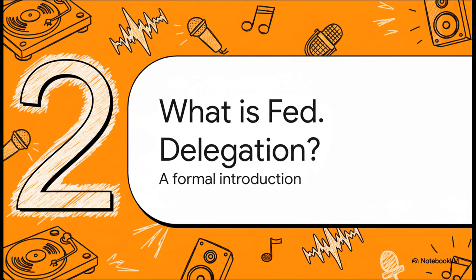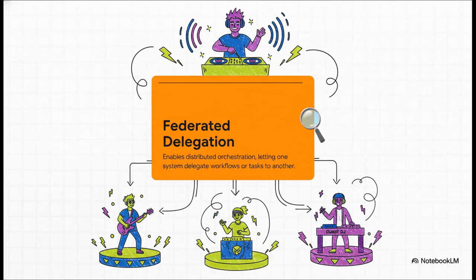All right, so what is federated delegation? Let's get into the nitty-gritty. Let's put the analogies aside for just a second and look at the formal definition. At its core, it's all about something called distributed orchestration. Sounds fancy, but the idea is simple. You have one main system, we'll call it the orchestrator, that can hand off, or delegate, specific tasks to other systems. And the cool part is, those other systems can be anywhere. They could be in a different building, run by a totally different company, or just be a highly specialized tool for one specific job.